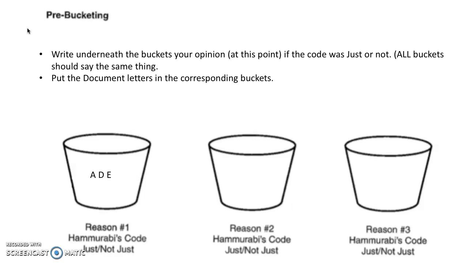You're going to be doing 3 different supporting statements to back up whether or not Hammurabi's Code is just or not just. And with those 3 statements, you're going to connect the evidence to the statements. So that's all you have to do for today, and good luck.